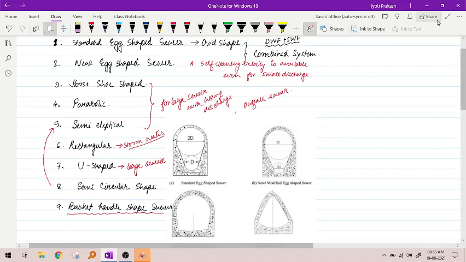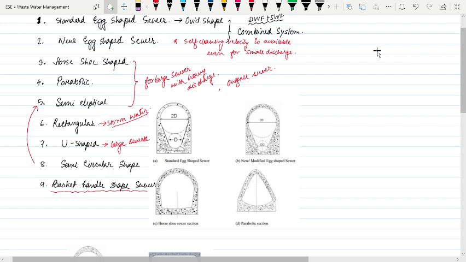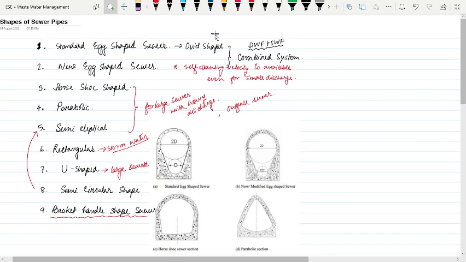Okay, let us start from here. So here we are considering the shape of sewer pipes. These are the various types of shapes we are considering. Okay, standard egg shaped and new egg shaped. These two are standard and new egg shaped.